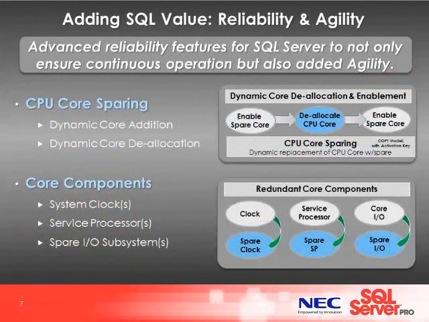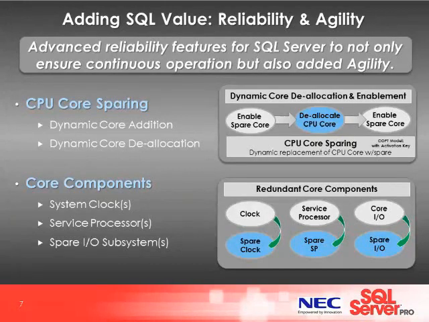We've talked about reliability features such as dynamic memory page deallocation, and agility such as core optimization, and their importance in a SQL environment. NEC has taken RAS, reliability, availability, and serviceability, to another level by adding more Unix-class features on the x86 platform. For example, depending on the operating environment, NEC offers a feature called CPU core sparing. In this case, if a CPU core threshold is exceeded, the server not only deallocates the affected core, but also automatically fails over to an available spare.